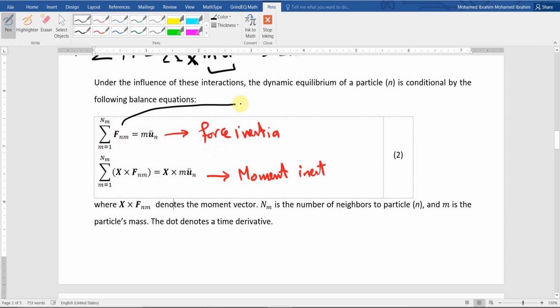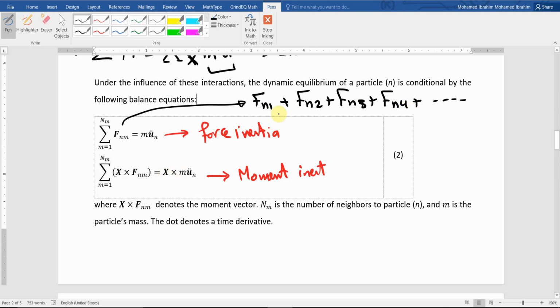It means that the expanded form of this force term will be fn1 plus fn2 plus fn3, and so on, fn4, and so on, depending on how many neighbors the particle n has. Where fn1 is the force that comes from particle 1 acting over particle n. This is the force from particle 2, this is the force from particle 3, this is the force of interaction between n and particle 4, and so on, depending on how many neighbors.